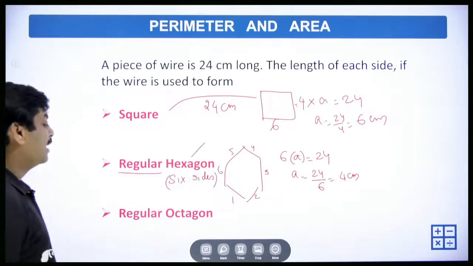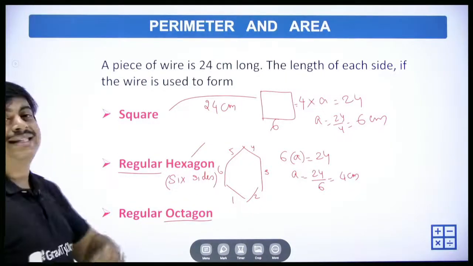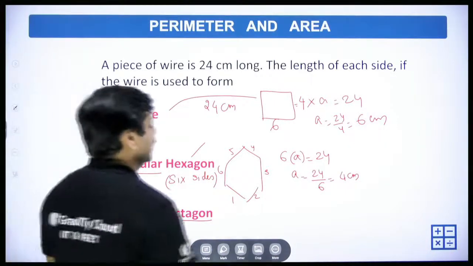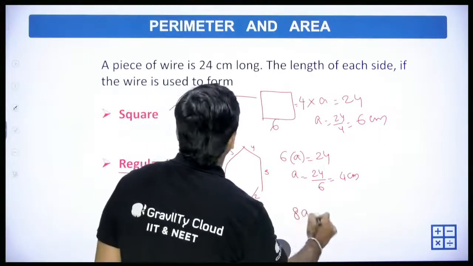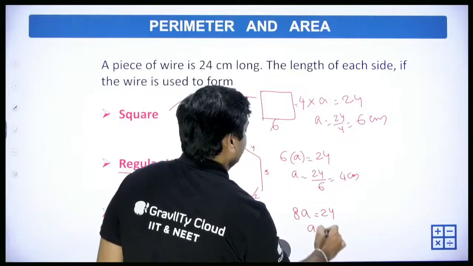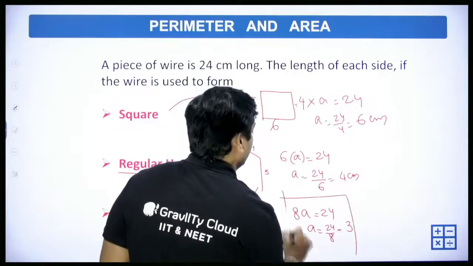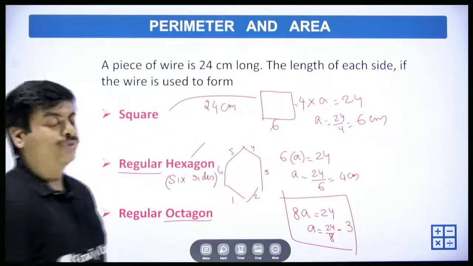Next question, regular octagon. Octagon means 8-sided polygon, 8-sided and all the sides are equal. So 8A is equal to 24. So A is equal to 24 by 8. That will give you 3, right?